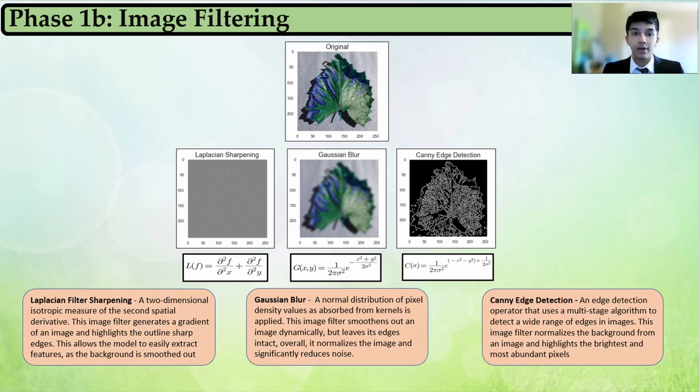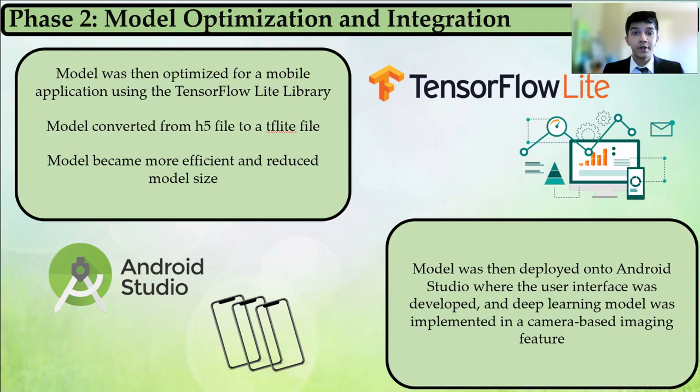The image filters applied were Gaussian blur, Laplacian sharpening, and canny edge detection. A total of 16 different neural networks were designed, trained, validated, and tested in this process. MobileNet V2, using the canny edge detection filter, had the highest classification accuracy of 95.7% and F1 score of 96.1, so it was chosen as the most optimal model for PlantifyAI. In phase 2, the neural network model was optimized for a mobile application using the TensorFlow Lite library.